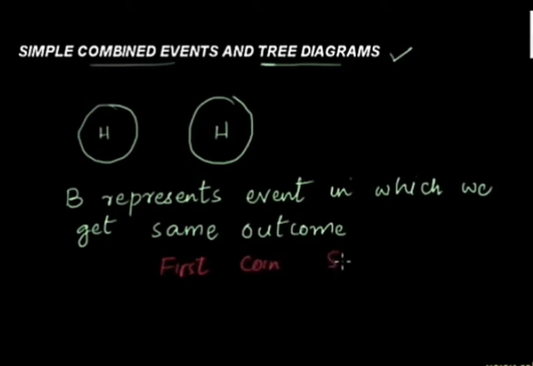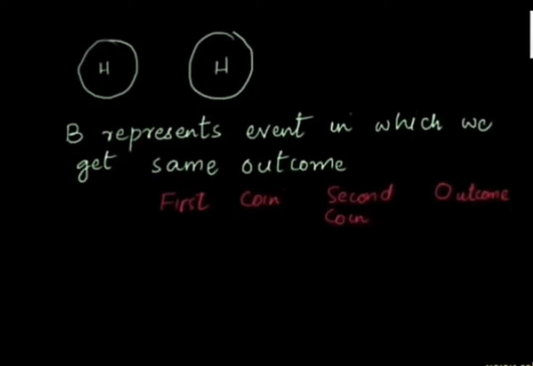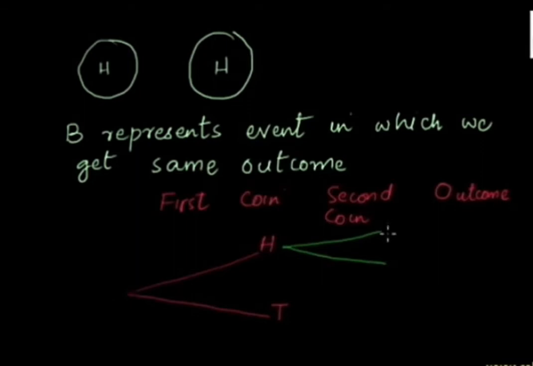So for favorable outcomes, we have to draw the tree diagram. We have to see what the sample space is. Total number of outcomes is actually the sample space, and favorable outcomes are the same type of outcomes. What does it mean? First coin, second coin we have written, and what can be the possible outcome? The first coin can be head, or the first coin can be tail. Second coin in each case will be head or tail.